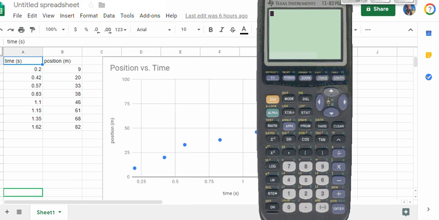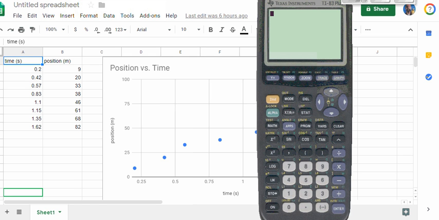Listen carefully. It's a 6-word procedure. That's it. Stat edit 1, stat calc 4. Okay, repeat after me. Stat edit 1. You guys aren't very good at following instructions. Okay, repeat after me. Stat edit 1, stat calc 4.